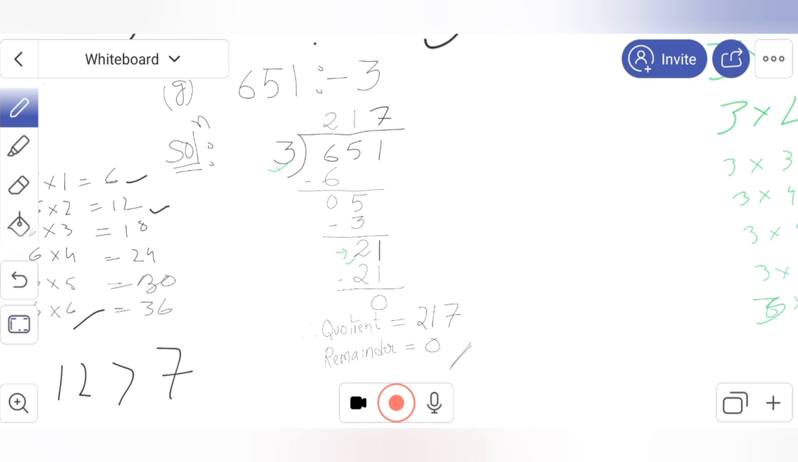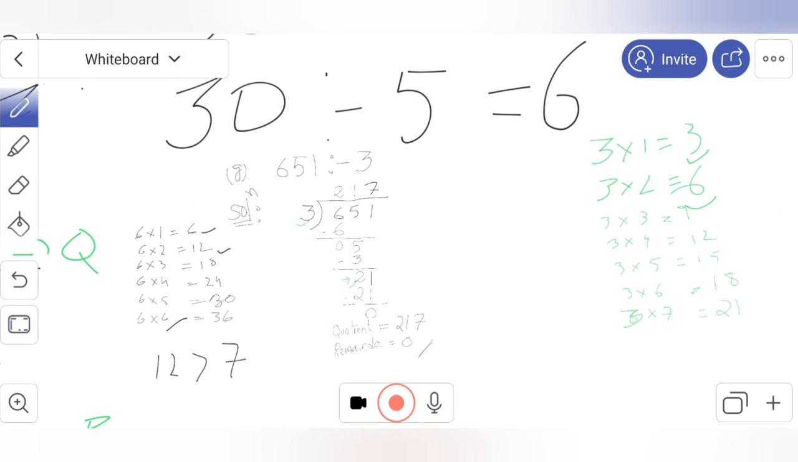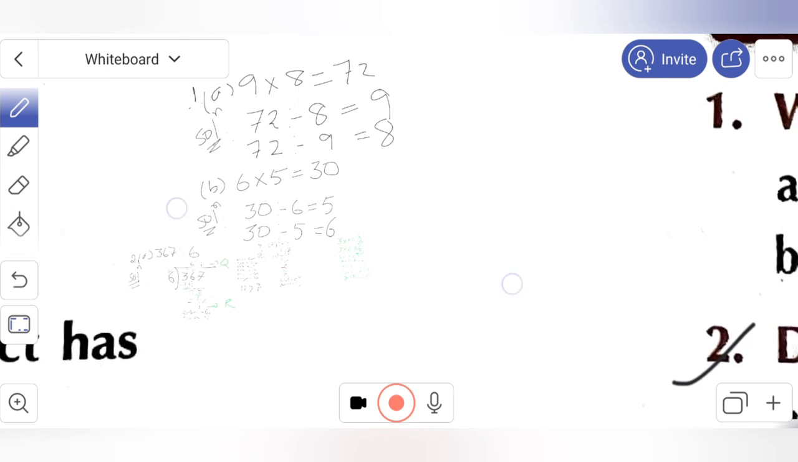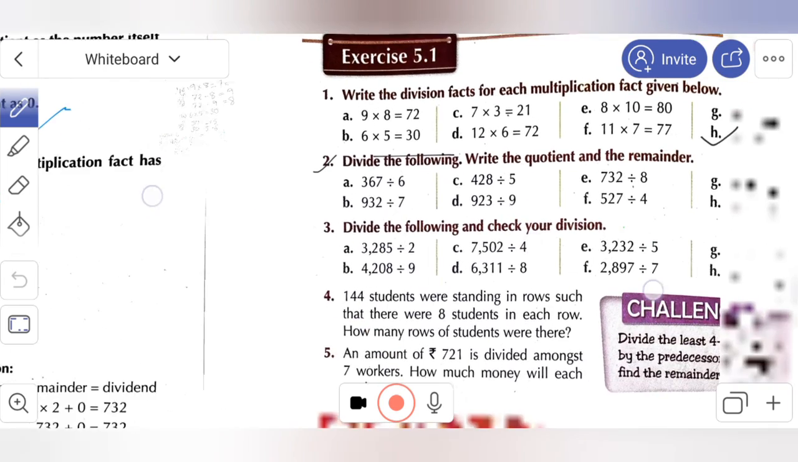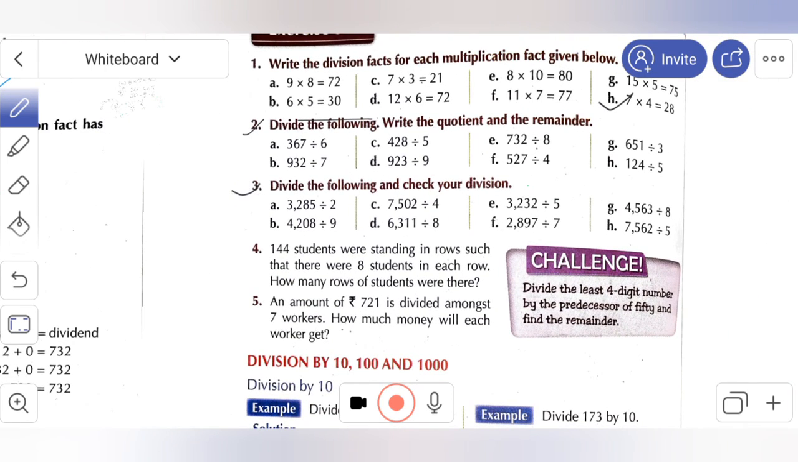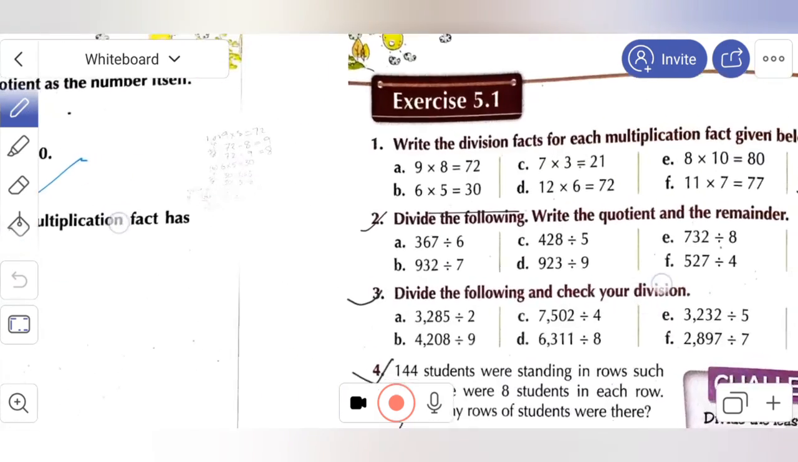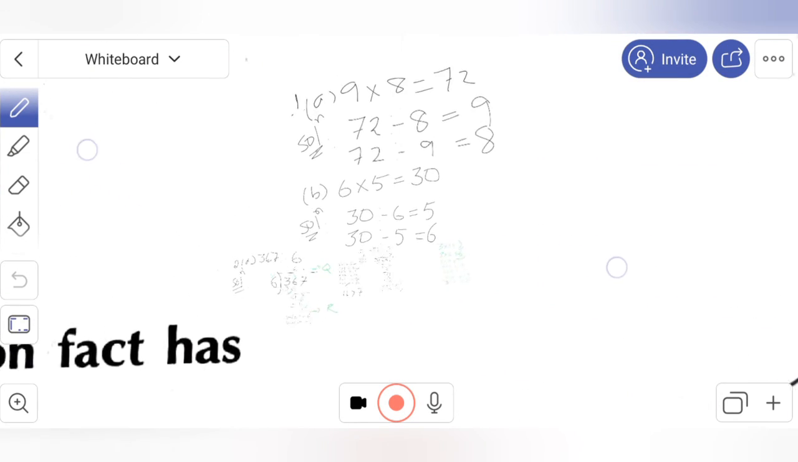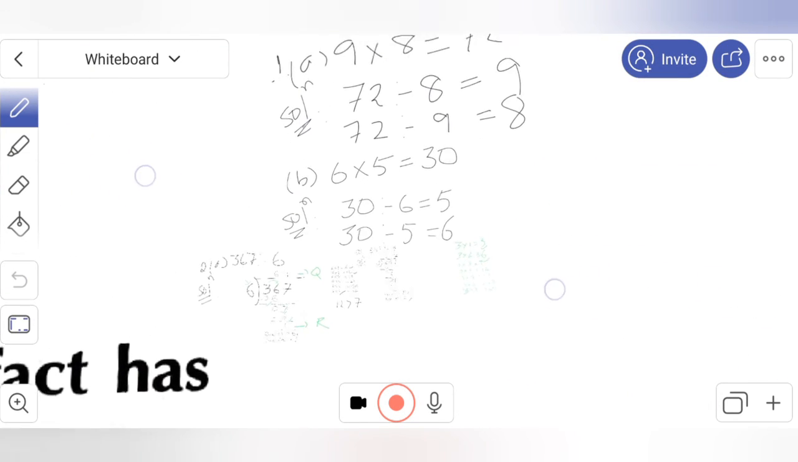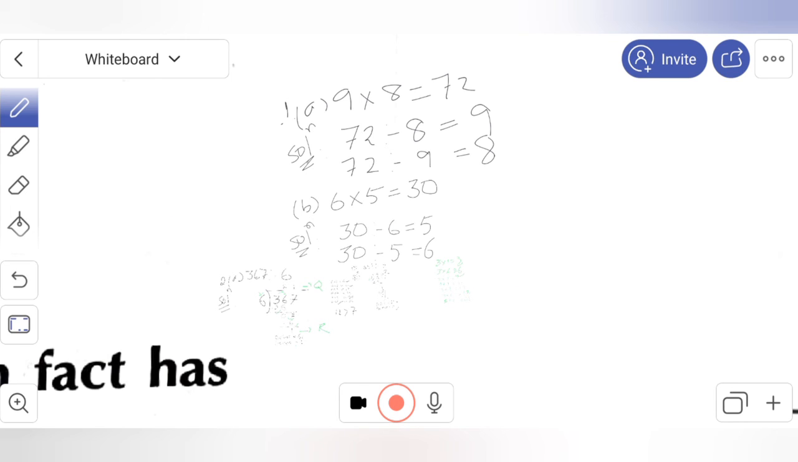Now the rest will be your homework. I have shown you question number 1 and question number 2, how you need to do them, and the rest will be your homework, and you have to send it to me on my WhatsApp. And in the next class I will show you number 3, 4 and 5. Clear? Then write all this in your copy, and then try to do the rest of the questions.